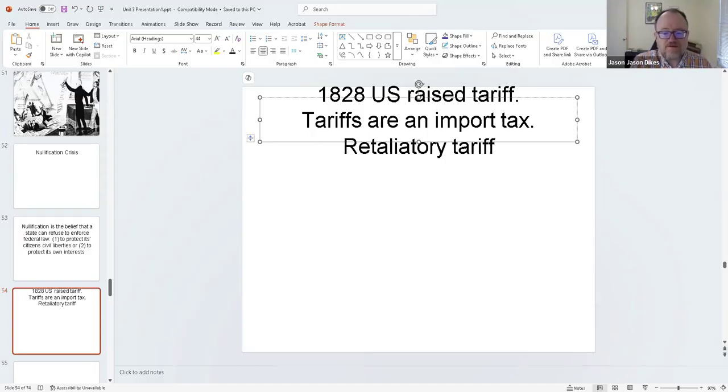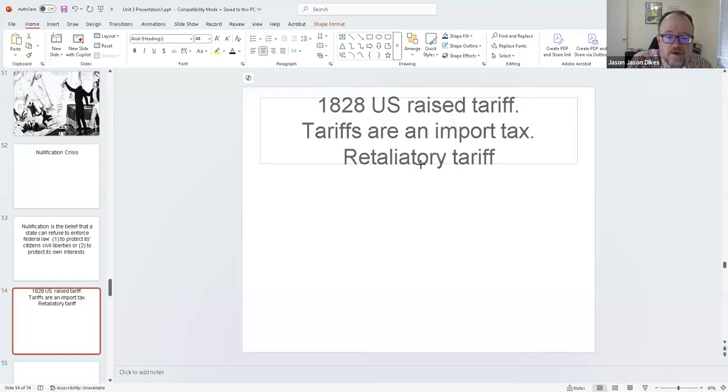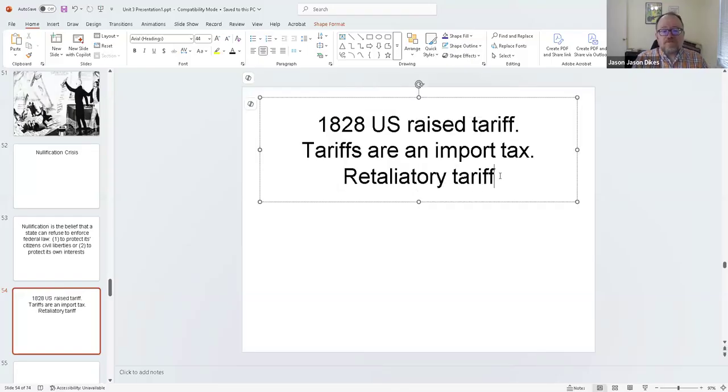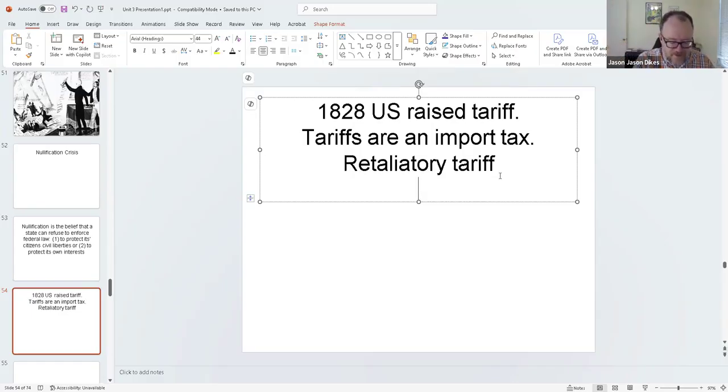Other countries raise their tariff in response. So, modern day example, when the Trump administration raised the tariff against China or against Europe, the response was to raise the tariff against American products. This is what happened back then.